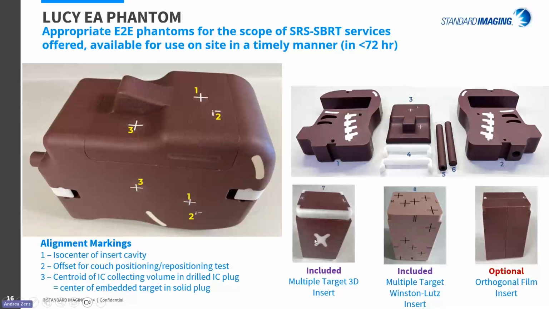I also want to note that the multiple target 3D film insert has 4 spherical targets arranged at the outer edges, so it's really great for single isocenter multiple targets, low density, irregular shape. The multi-target Winston-Lutz insert has 5 embedded fiducials that you can perform Winston-Lutz tests on, one at isocenter or additional ones on the other ones. And the orthogonal film insert has 3 spherical targets of different sizes along the z-axis for your QA purposes.